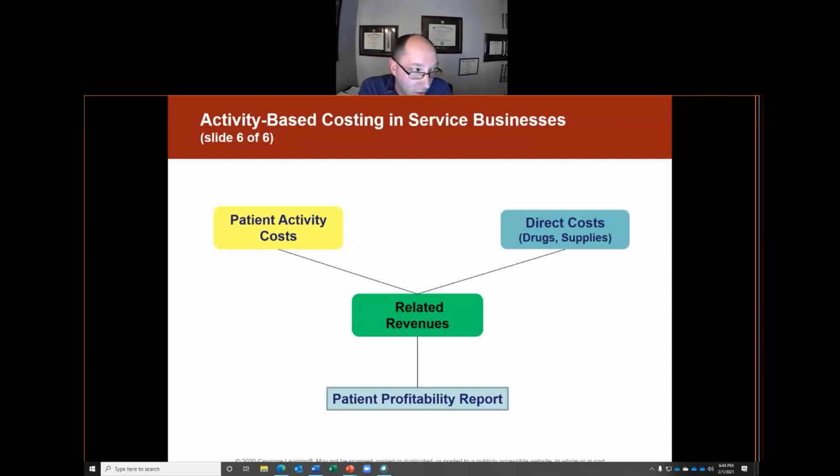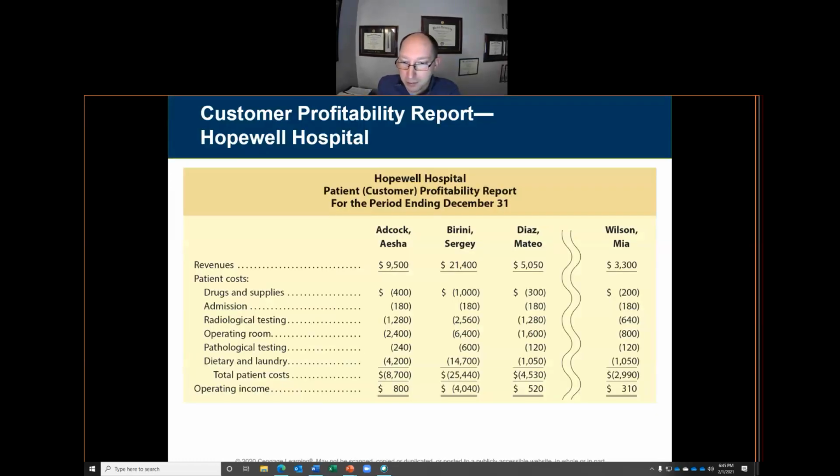Related revenues. Revenue is the difference between what the hospital bills to the insurance company and the other revenues that are collected directly from the patients, right? Revenue minus your cost of goods. In this case, your direct labor, direct materials, patient overhead gets to your patient profitability. This is how it works in the real world, as we say. Hospital has multiple patients. We do the same thing for each patient.